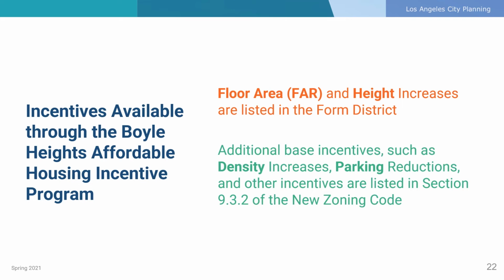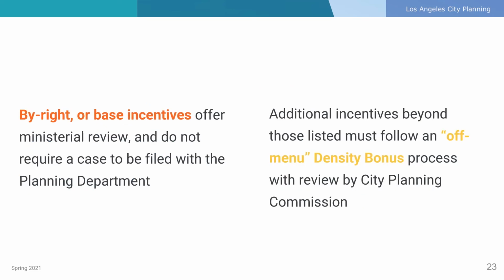Details on these incentives can be found in Article 9 of the new zoning code, specifically Section 9.3.2. To determine a specific site's height or floor area increase, view the form district and find the regulations for bonus FAR max and bonus height max. All of the incentives in the Boyle Heights Community Benefits Program are by right incentives or base incentives and do not require a case to be filed with the Planning Department.